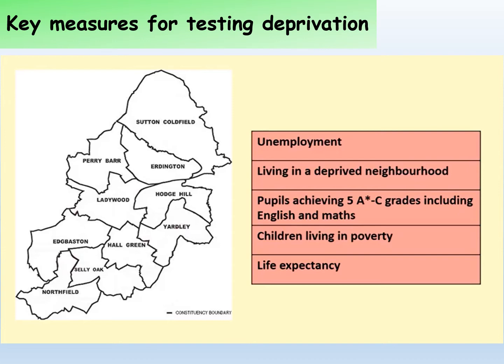The measures that we're going to be looking at in terms of deprivation are on the right-hand side in red, and they are unemployment, living in a deprived neighbourhood, pupils achieving 5 A star to C grades, children living in poverty, and life expectancy. And those are the measures that we are going to compare in the different areas of Birmingham. And what we will find is that some areas have, for example, high unemployment, some areas have low unemployment, etc. So we're going to look at those different areas and those different measures now.